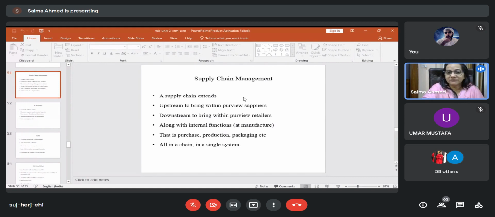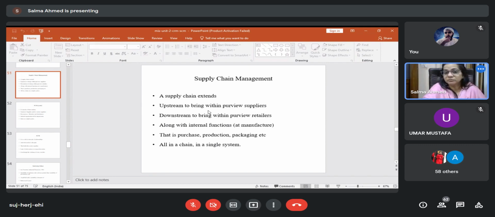So when we talk of supply chain, it extends upstream to bring within purview the suppliers. So it could be the tire suppliers. If you break the tire, there are two components: there is the aluminum part and there is the rubber part. So the rubber manufacturer and the aluminum manufacturer. It could go one step further to the actual extraction of aluminum, or the growing of rubber. So it can go to the plantation also. It can go beyond as far as possible.